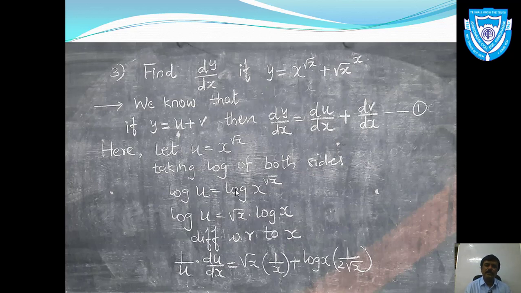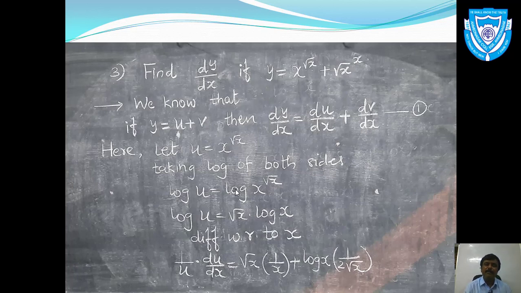We'll address the first function as u. Now what is u? U is in front of us. Here let u is equal to x raised to root x. Now x raised to root x, it means that there is a variable in the power. Therefore we'll have to use the method of taking log of both sides. We'll take log of both the sides. After taking log, we'll get log u is equal to log of x raised to root x, which is nothing but log u is equal to root x into log x. This is how we can simplify the right hand side.